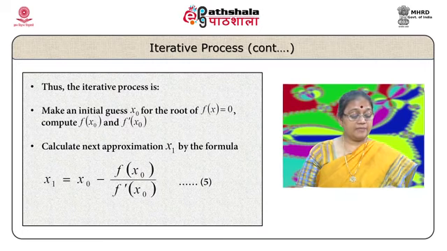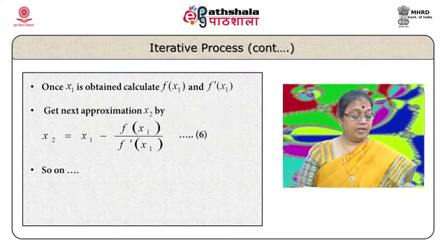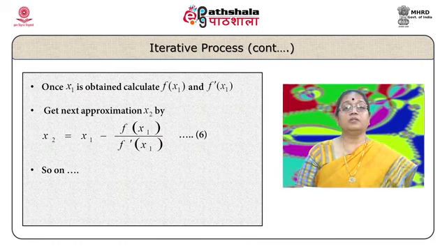So, here we begin with our initial guess x0, then x1 we will get by x0 minus f(x0) upon f dash x0. Now, if your x1 is the root, fine, otherwise we will get x2 as x1 minus f(x1) upon f dash x1, and so on we continue.